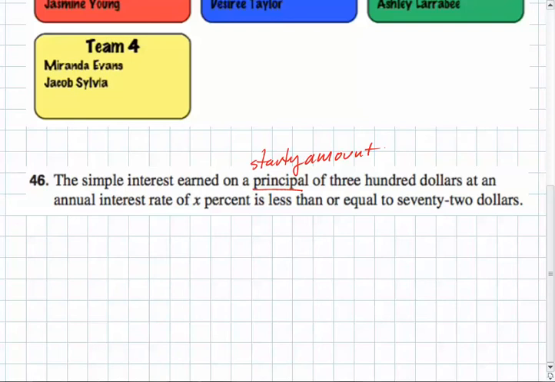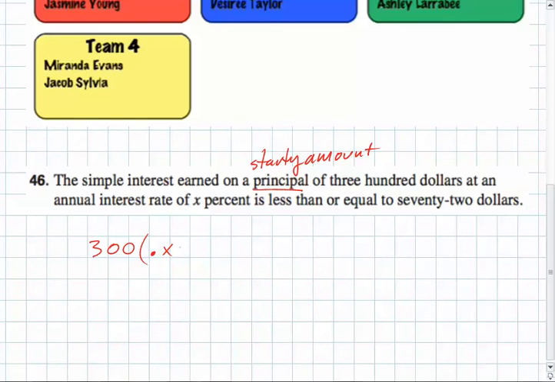So this isn't written totally the best way, but the idea is you have $300 and it says the simple interest earned on principal of $300. So the starting amount is $300 at an annual interest rate of X%. So times what? You could say times like point X, right? It's kind of sloppy, but the idea is they're going to say like 19%. What do you multiply if it's 19%?